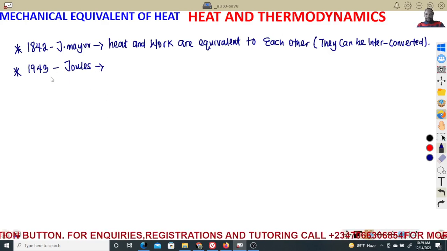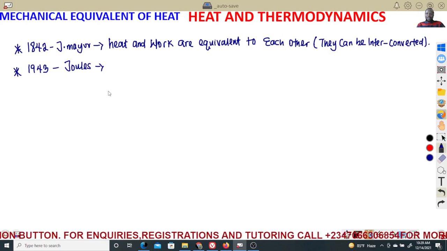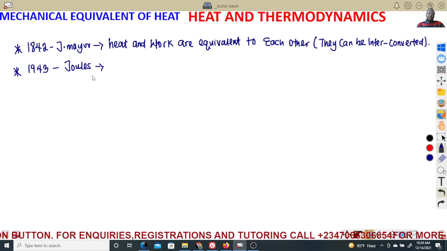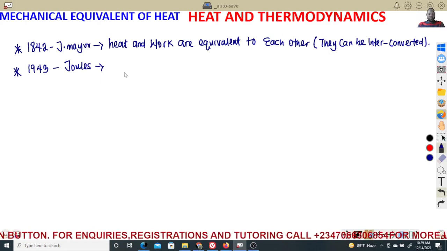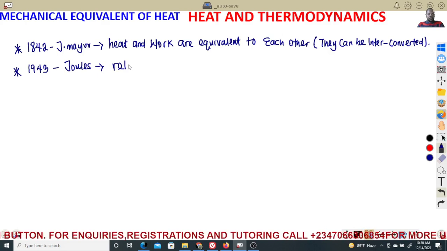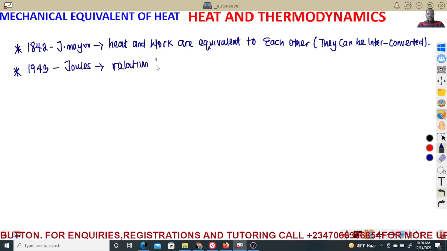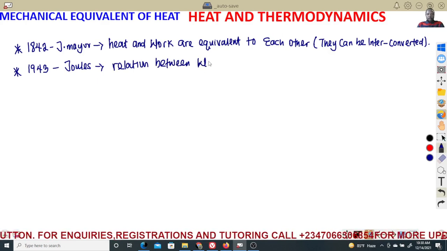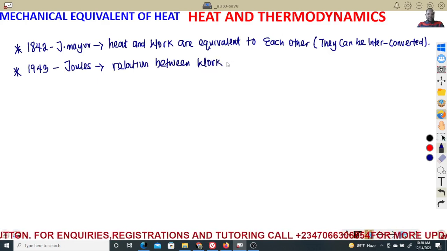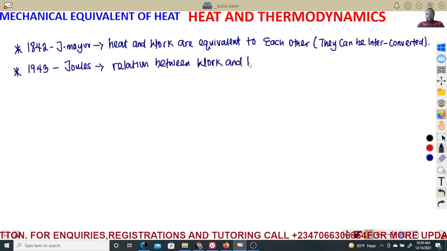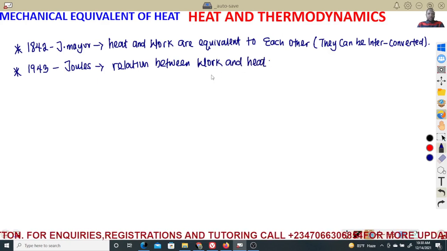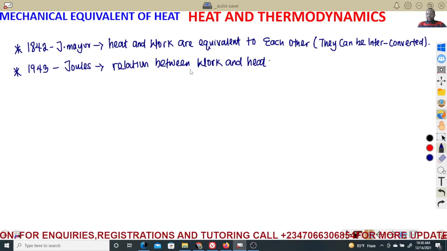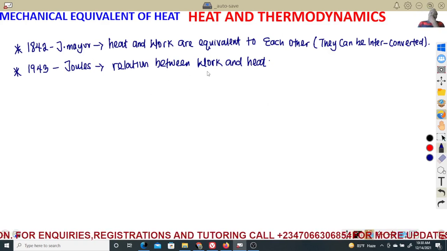Now, guys, in 1943, to be precise, I was trying to bring out something. Joules came and he was able to tell us that he was able to set the relation between work and heat. So that was what he did. He was able to set the relationship between work and heat. And how did he do that?